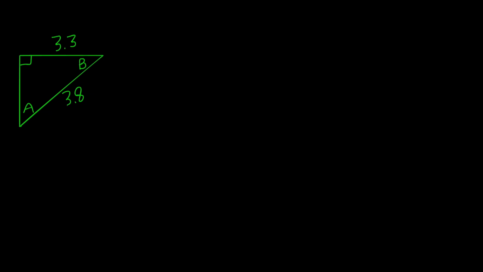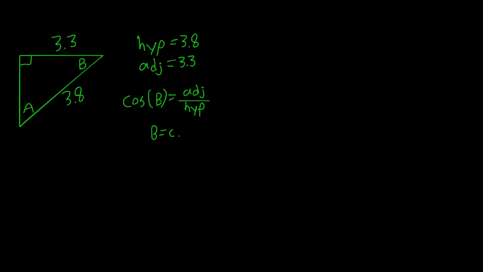So relative to angle B, I know that my hypotenuse is going to be equal to 3.8, and my adjacent side is going to be 3.3. So this tells me that I should use that the cosine of B is equal to my adjacent over my hypotenuse, or B is the inverse cosine of the adjacent over the hypotenuse.